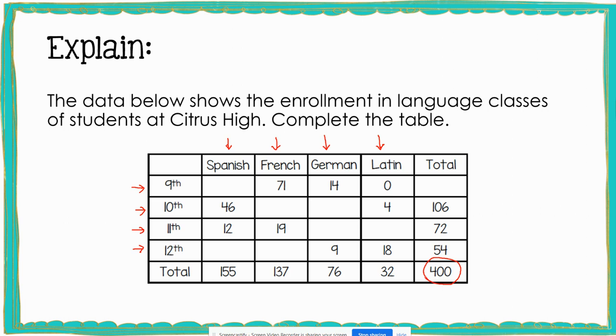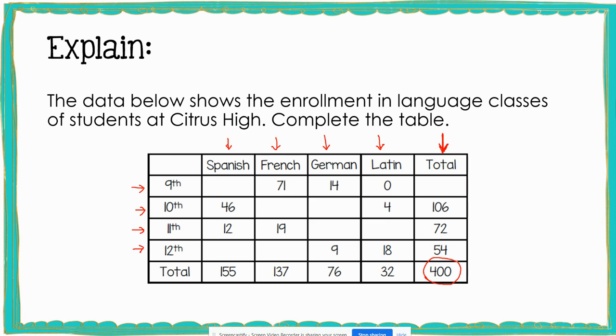Now, we need to figure out how to fill out the missing pieces. To fill out missing pieces in a two-way table, the best thing to do is find a row or a column that has all but one piece of information. If I start with my total column right here, I can see that all of these are filled out and there is one missing right here. Well, I can figure this out.